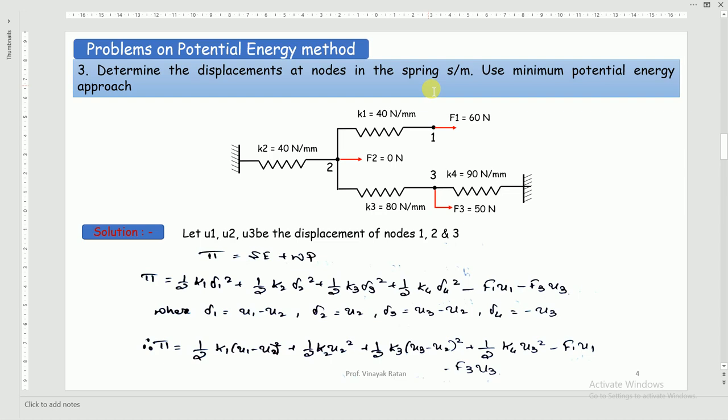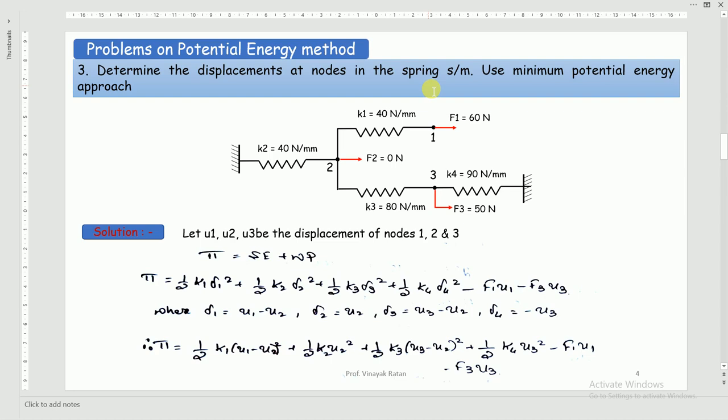Can you tell me what is the first equation? K1 U1 minus K1 U2 is equal to F1. Okay. Any other students? Is it correct or wrong? So the first equation is correct, sir. Okay, correct, right?